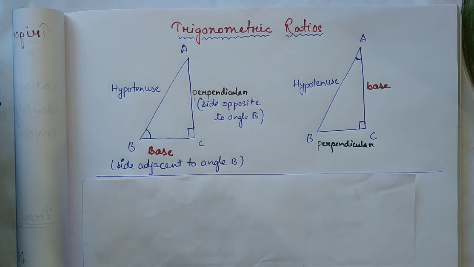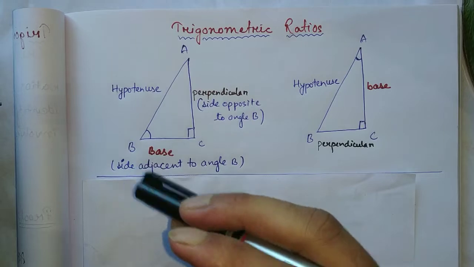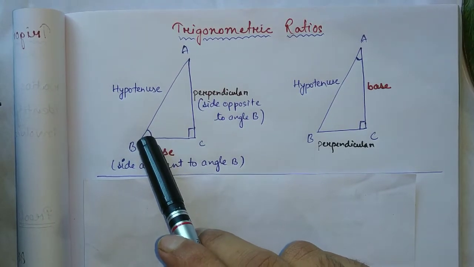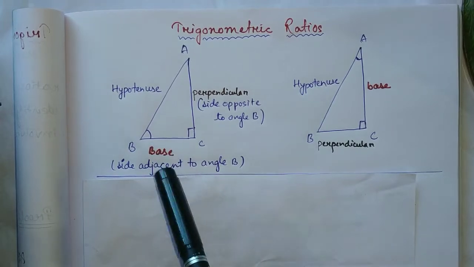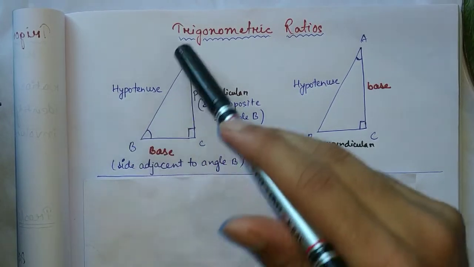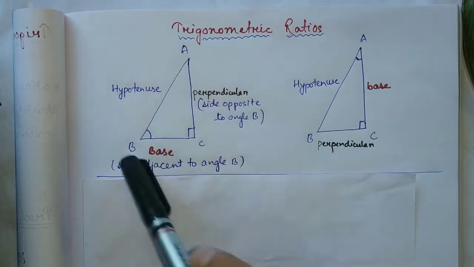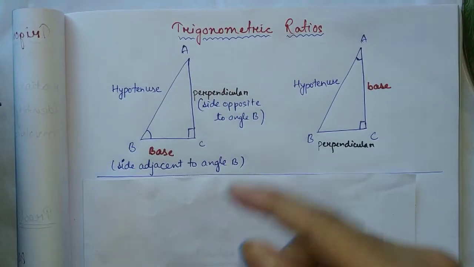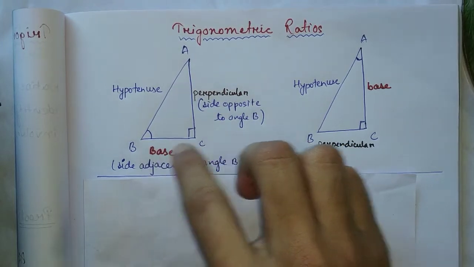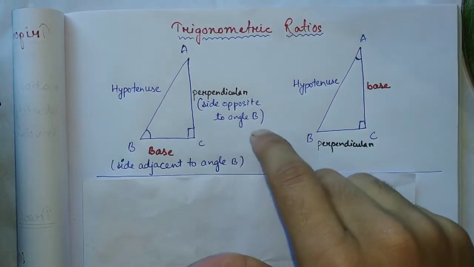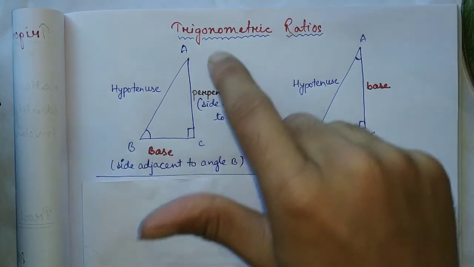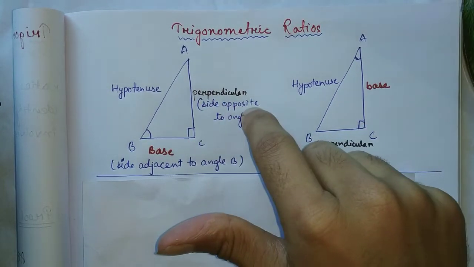Base and perpendicular are identified from the angle which we take into consideration. Suppose we consider angle B, then the base will be the side which is adjacent to angle B. Now there are two sides adjacent to angle B, that is AB and BC. But we know that AB is the hypotenuse, so the other side which is adjacent to angle B is BC. So we take BC as the base. And the side which is opposite to angle B is the perpendicular. In this case, the side opposite to angle B is AC, so we take AC as the perpendicular.